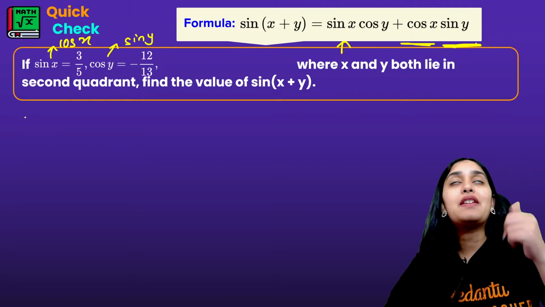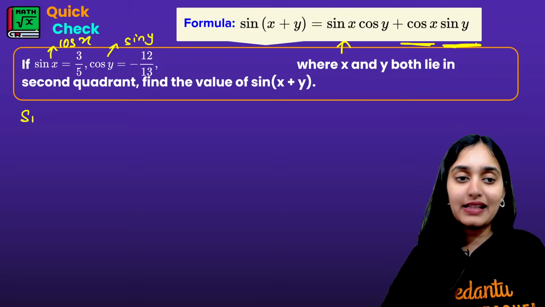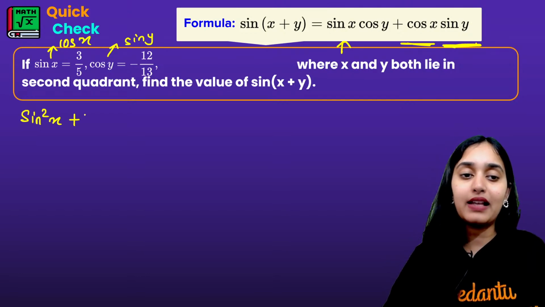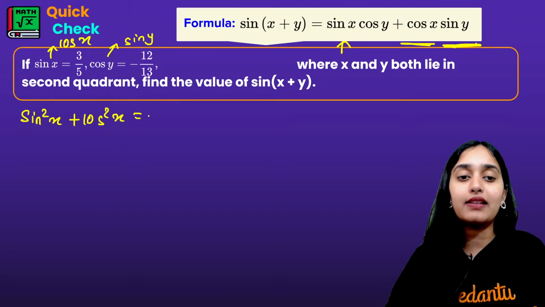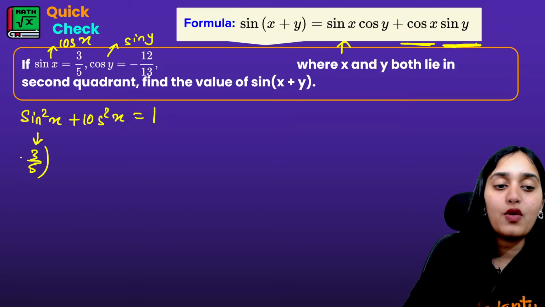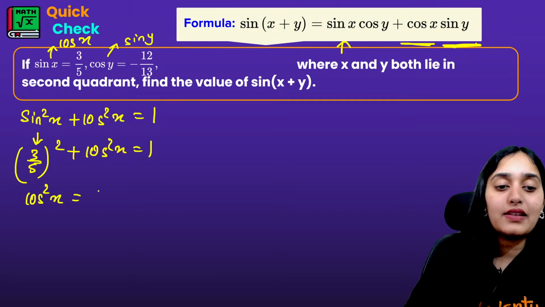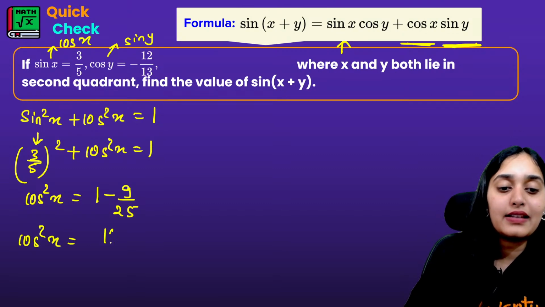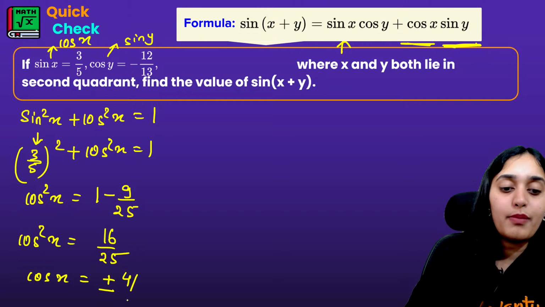Simple. In the previous class, we learnt an identity: sin square x plus cos square x is equal to 1. Sin square x is (3/5) whole square. So cos square x is 1 minus 9/25, which is basically 16/25. So cos x is plus or minus 4/5.